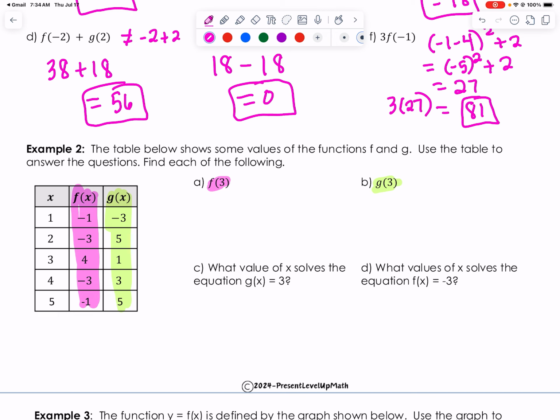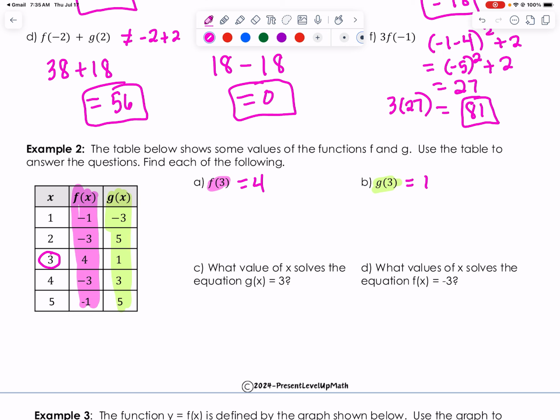So in example A, they want us to evaluate f of 3. So when x is 3, what is the value of f of x? And you can clearly see that it is 4. Now they want us to evaluate g of 3. So when x is 3, g of x is equal to 1.